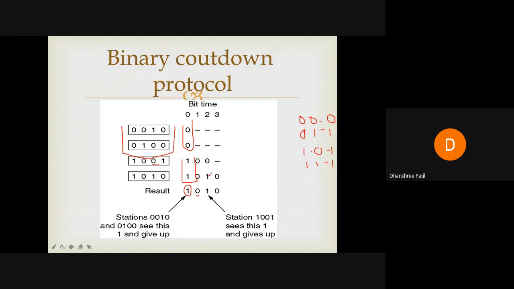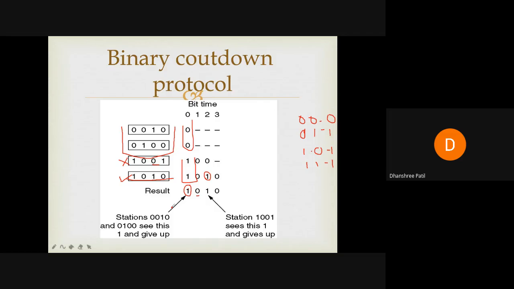Okay, 0 and 1. Now station 1001, what will it observe? That someone with the higher number is already there. So again this station will back off, and now only this station will be there to acquire the channel. So for this particular scenario, the channel will be acquired by this station.